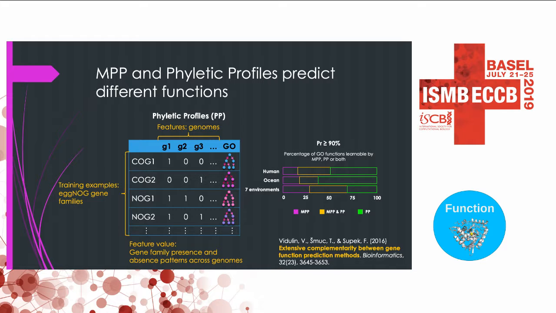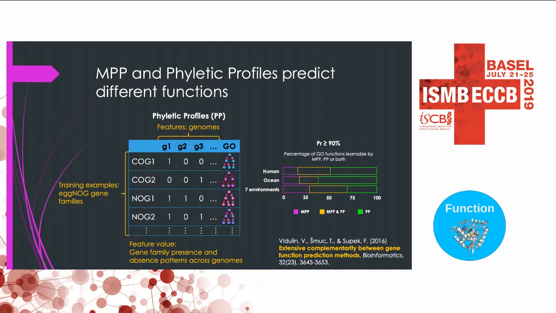Next, we compared MPP with phyletic profiles. Phyletic profiles are a representation which encodes presence and absence patterns of gene families across genomes. To compare the two, we used 3 instances of MPPs: MPP-H, MPP-O, and we also constructed MPP-I, which is composed of metagenomes from the 7 environments presented on the previous slide.